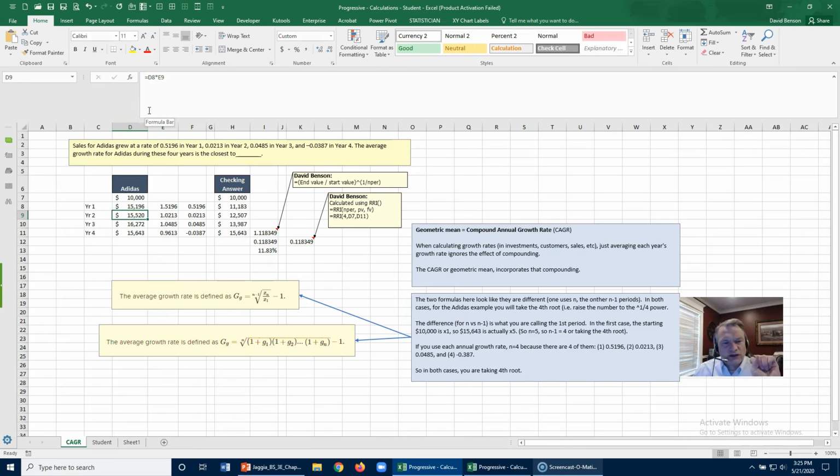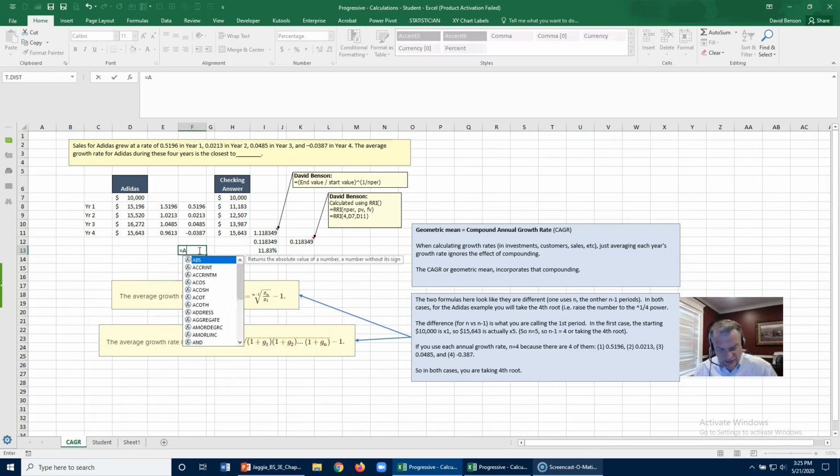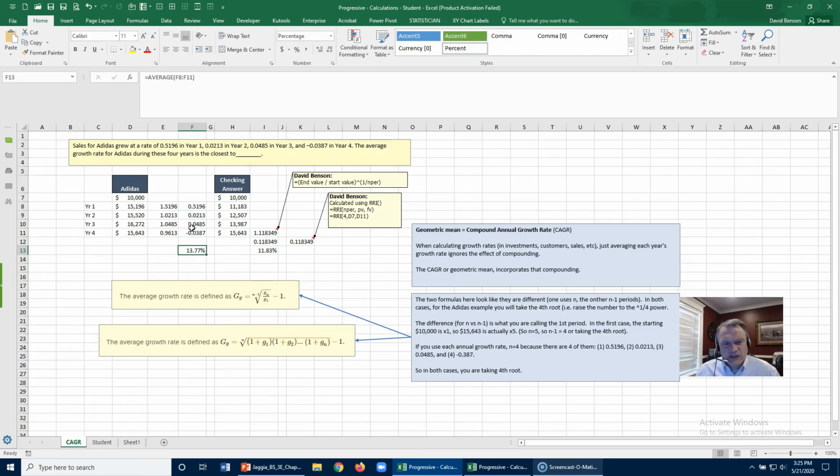Now, it says you're supposed to calculate the average growth rate. And if you were to just take the average of these four, it's going to say 13.77%. And that's actually overstating things because it's not including this effect of compounding. And just to see that, if I start out here at 10,000, and I multiply it out, I start at time 0 at 10,000. Okay, and then at the end of year 4, I have 15,643.